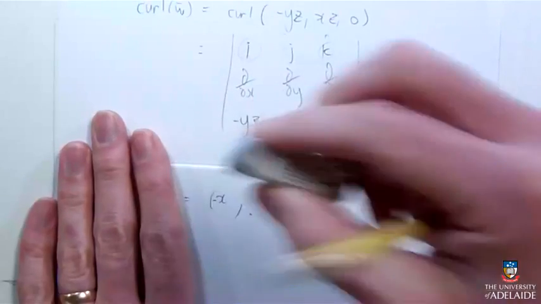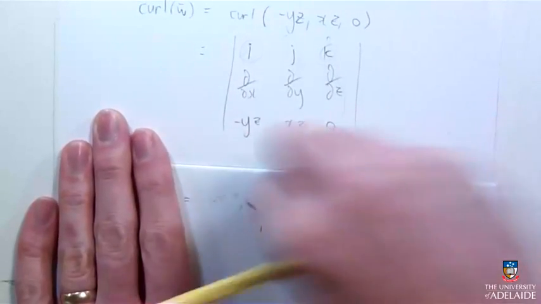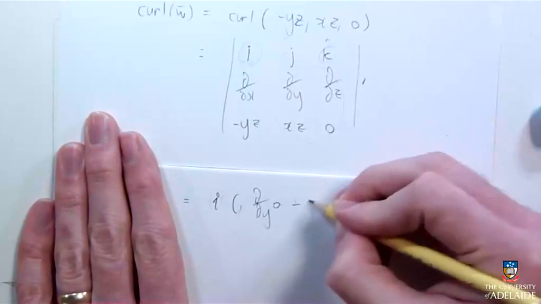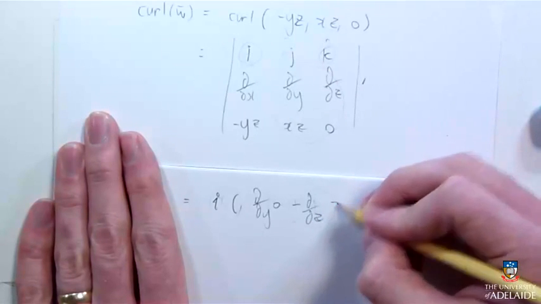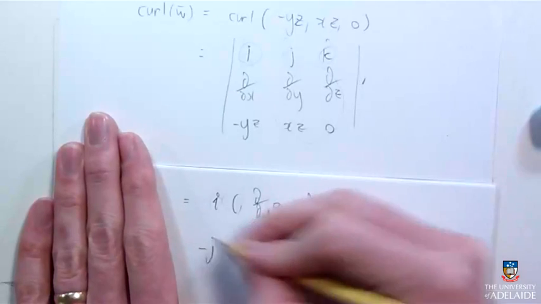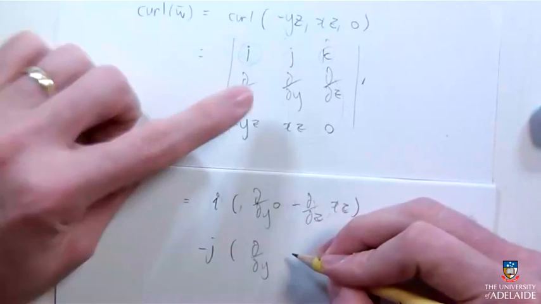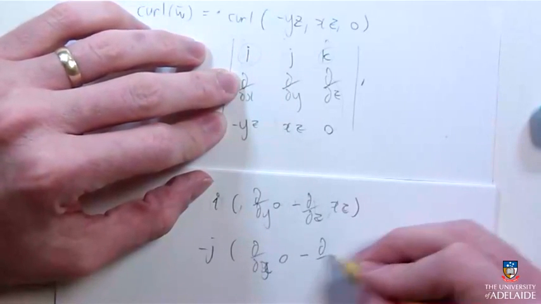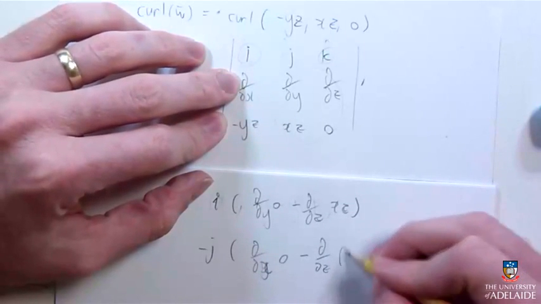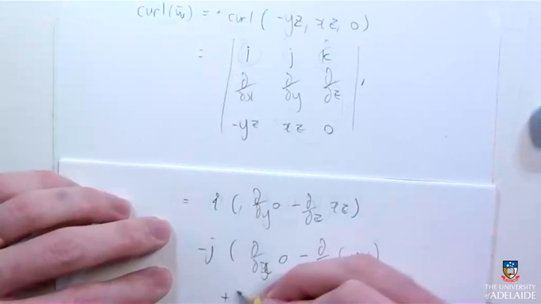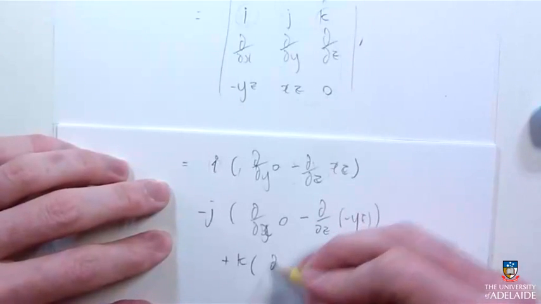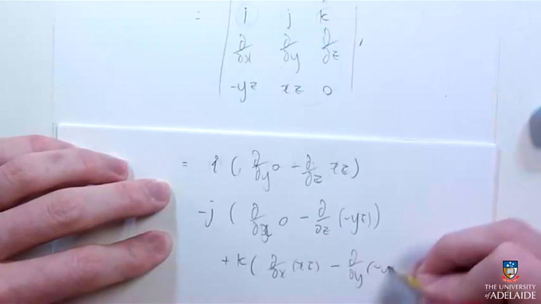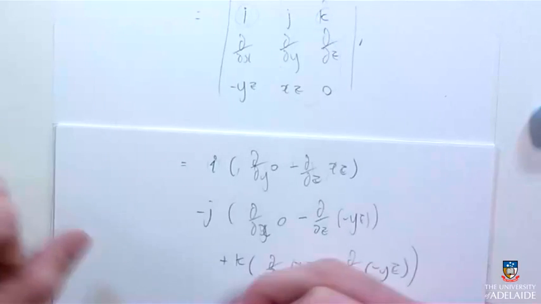I really should have just done it with the i's and the j's and the k's in it so that I could make sense of it. So i times d/dy of 0 minus d/dz of xz, and minus j times d/dy of d/dx of 0 minus d/dz of minus yz, plus k times d/dx of xz minus d/dy of minus yz. That's the idea. Beautiful. I can do that.